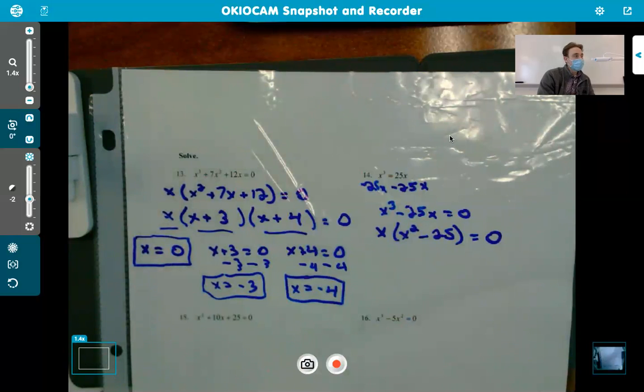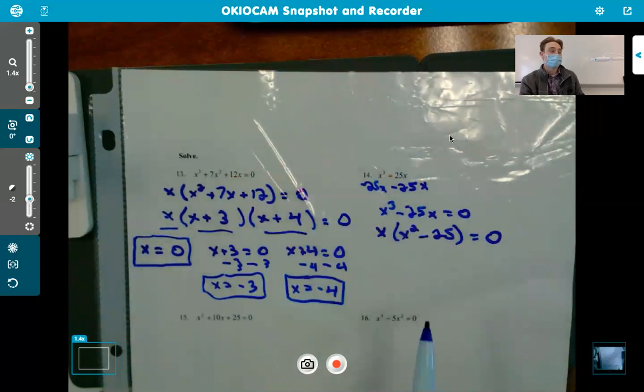Again, I have the x on the outside. I'll leave that be. I want to factor what's inside my parentheses. How would I factor the x squared minus 25? What does that become? X minus 5, x plus 5. Good. This is what's called our difference of squares.